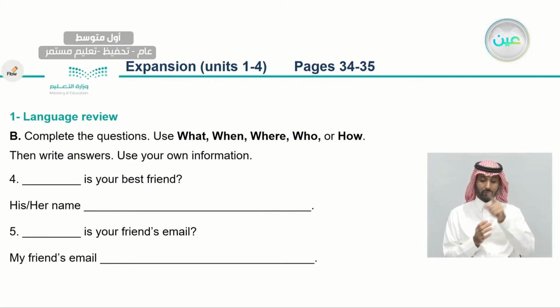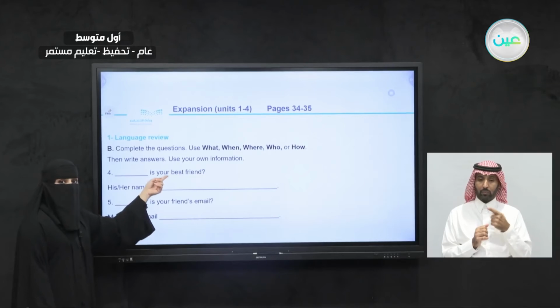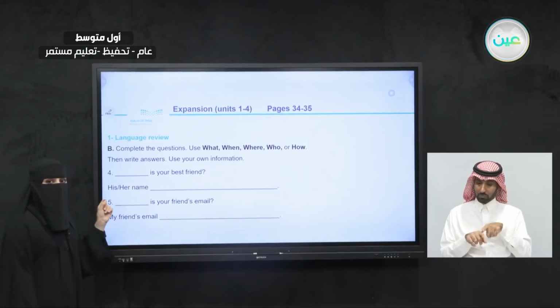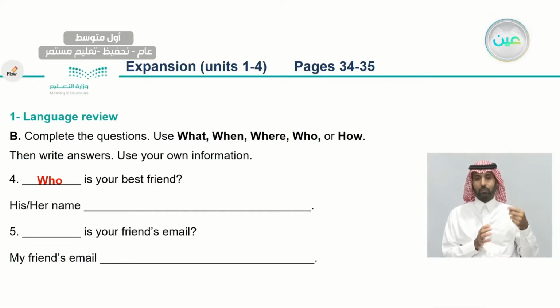Question number 4. Is your best friend? And here, his or her name. The answer can tell us that we're asking about the name of his or her best friend. So the question word is going to be, good job, who. Who is your best friend? Okay? Who is your best friend? His or her name is so and so.